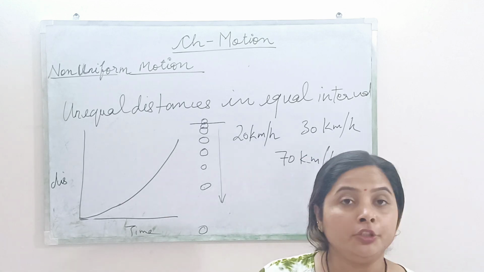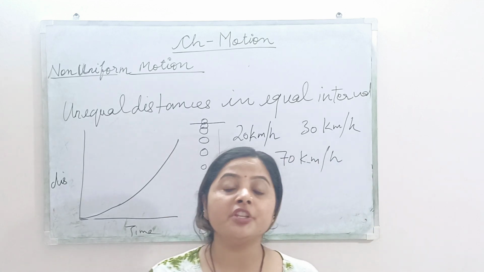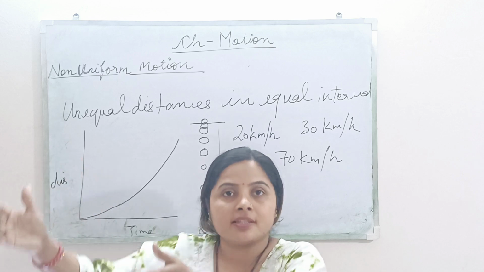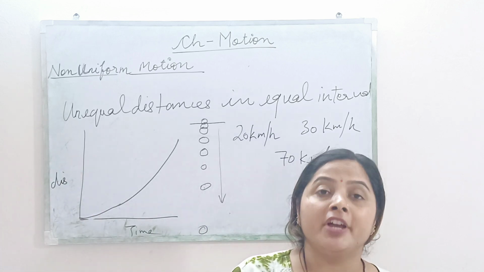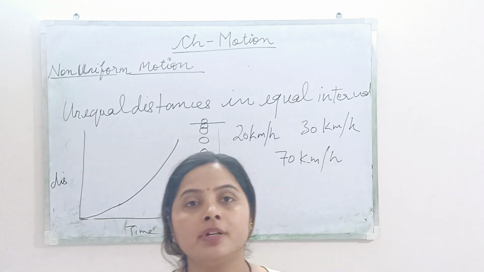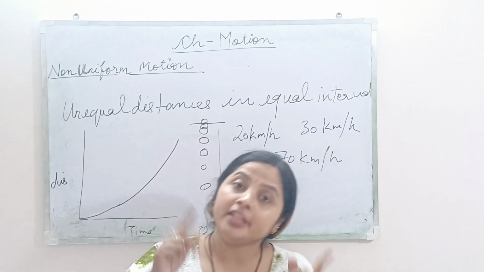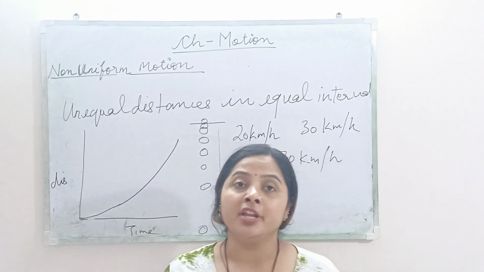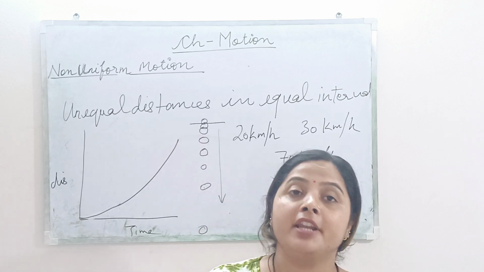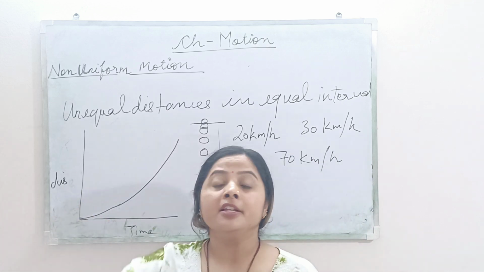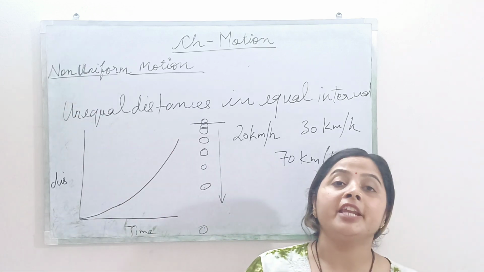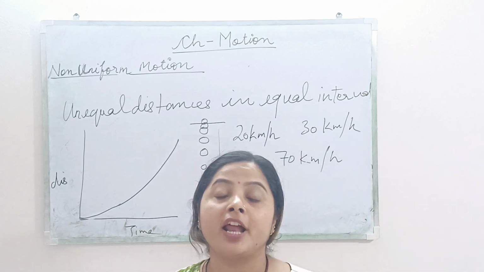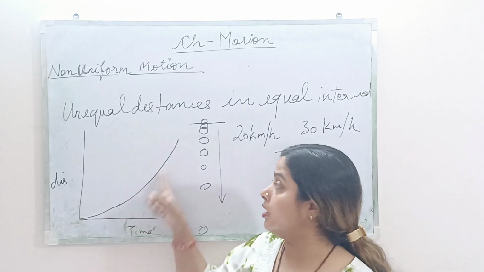Uniform motion is the motion in which a body covers equal distances in equal interval of time, whereas in non-uniform motion the body covers unequal distances in equal interval of time. And the main difference is the graph. In case of uniform motion, the graph between distance and time is a straight line, whereas in case of non-uniform motion, the graph between distance and time is a curved line.